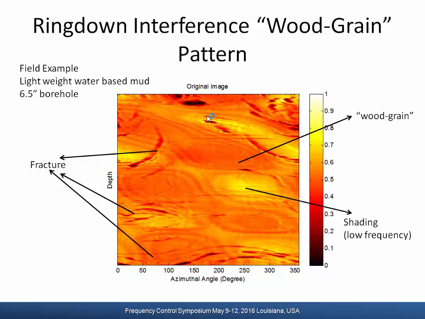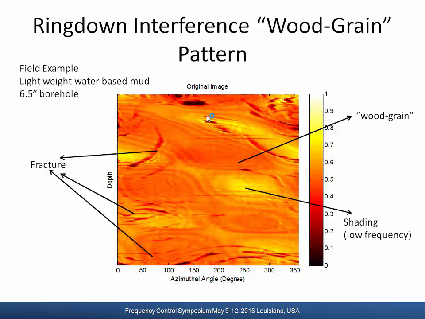X is the azimuthal angle, Y is the depth. I ignore the depth here. So we see there is a large fracture, and this is another borehole feature. And we have one group of fractures here, the other group of fractures here. So we can observe those small features. And when we compare with the ceramic transducer, we see a much better image.